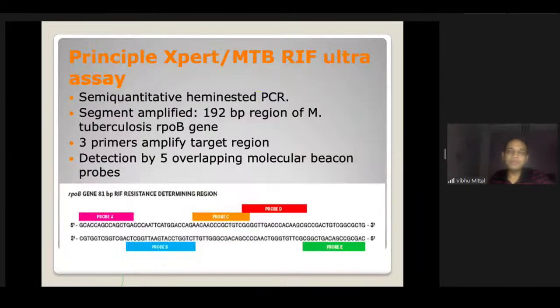What is the principle of this GeneXpert MTB/RIF Ultra assay? It is a semi-quantitative hemi-nested PCR. Don't ask me anything more than this. I'm not the right person on this. A microbiologist would be the right go-to person on this.